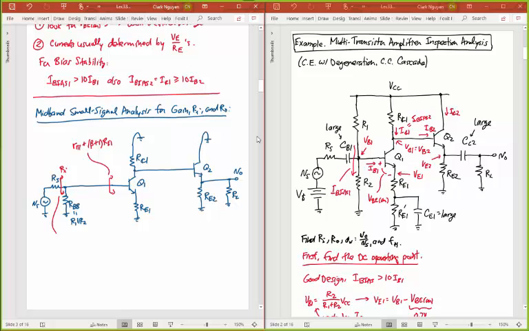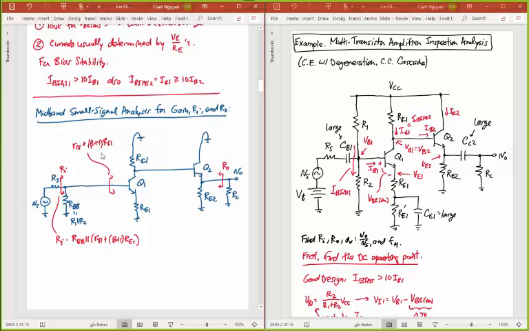So the total resistance I see there is the parallel combination of RBB and this resistance here. So right away, I can just by inspection write out Ri as being equal to RBB in parallel with R pi 1 plus beta plus 1 times RE1. And that's it. Right away, by just inspection, I have written that input resistance without drawing any hybrid pi models for this whole thing. I could do a similar thing for my output resistance here.